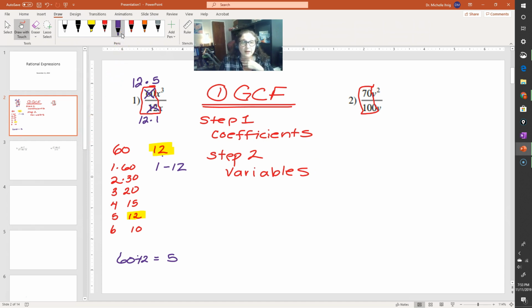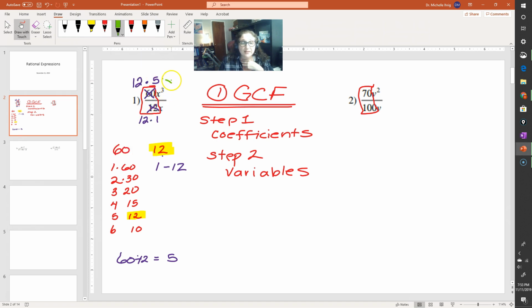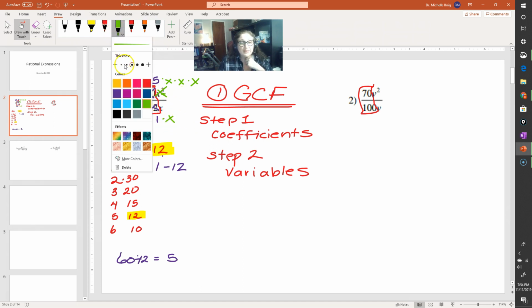Well, here when I separate out my variables, on the numerator I have x times x times x. I know I have x times x times x because this says x cubed. All I'm doing is taking the 60x cubed and expanding out the notation. Here in the denominator I just have simply x. Now the last thing I need to do is reduce the fraction.